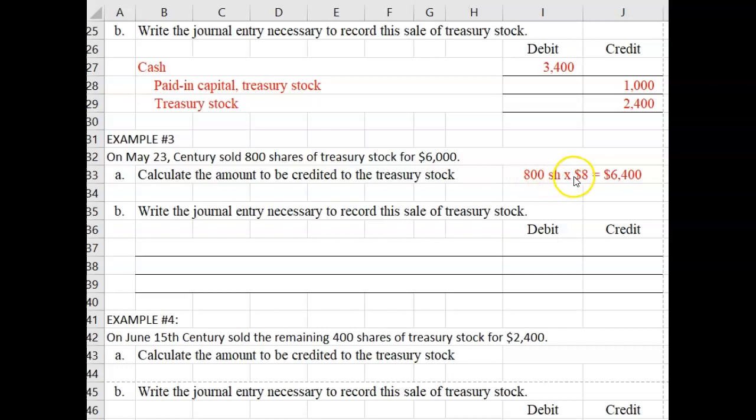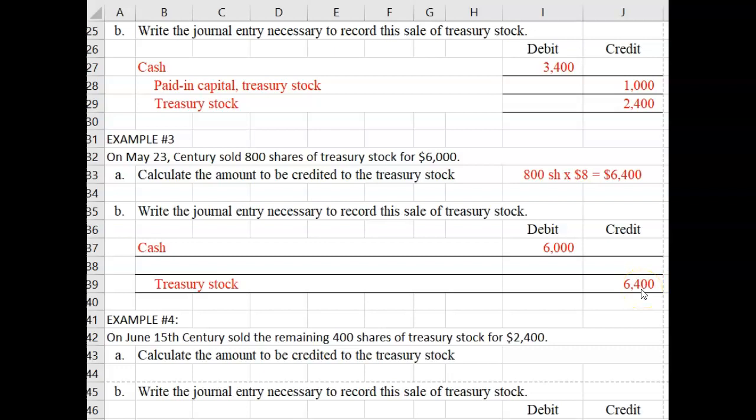800 shares at $8 a share is $6,400. So we are going to credit the treasury stock account for $6,400. Let's get some pieces of this journal entry written and then figure out what the missing pieces are. We have to debit cash for $6,000 because that's the cash we received for the 800 shares of treasury stock. And we have to credit treasury stock for $6,400 because it goes into treasury in this example at $8 a share. It's got to come out of treasury at $8 a share.